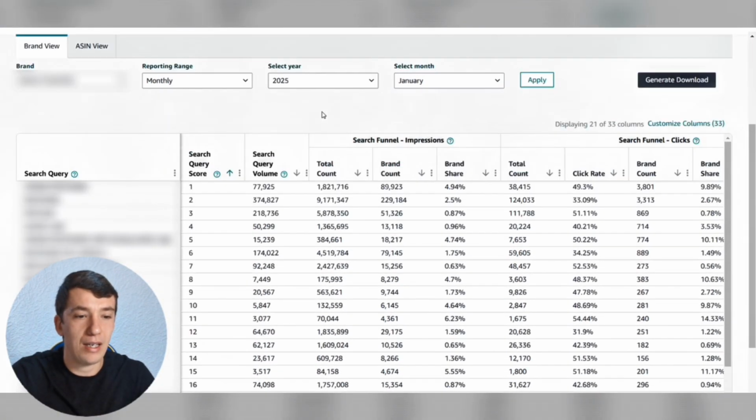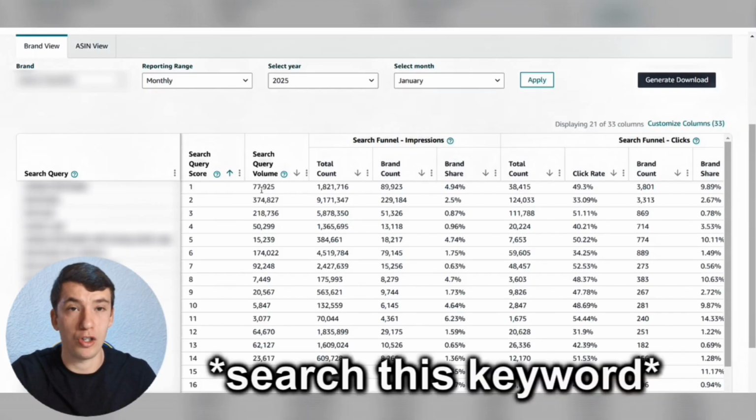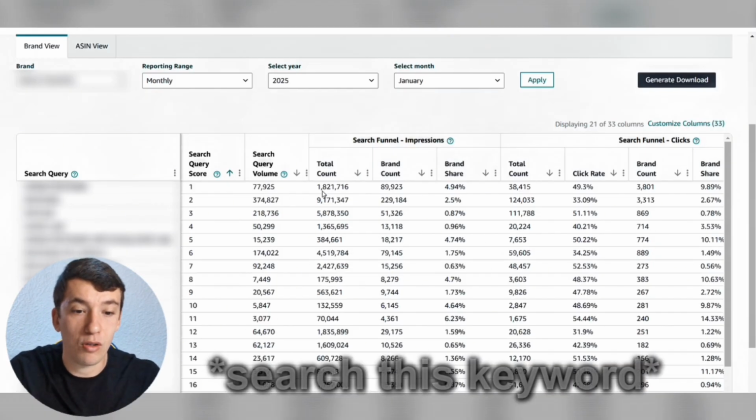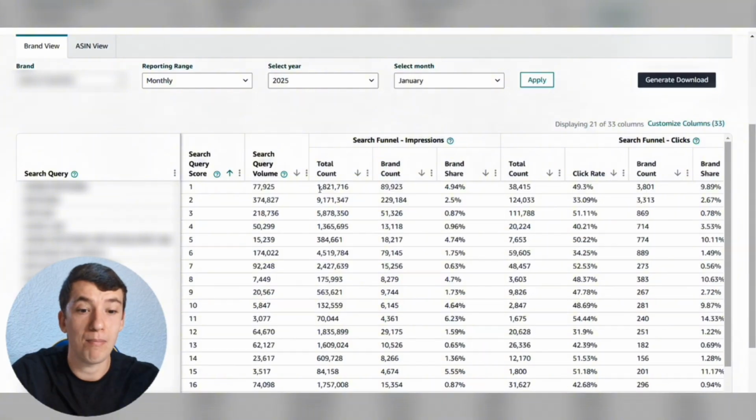And now we can see each of our keywords, and we can see the search query volume, basically the number of times that people search this niche on Amazon. We can see the total count, which is the total impressions that all the listings for this keyword got.